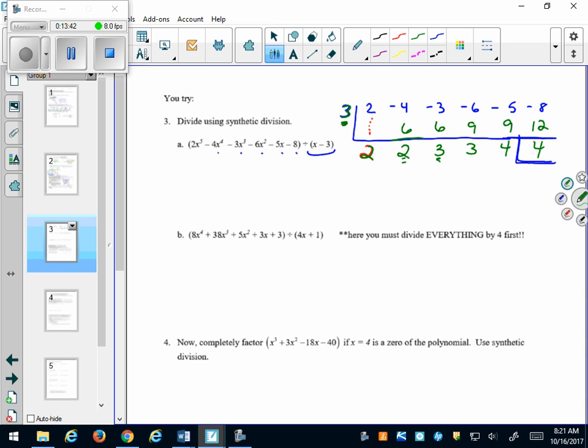So our answer here, we write this depressed polynomial with its new variables. This was an x to the 5th term, right? So now the depressed polynomial is going to be one less. So this is going to be 2x to the 4th plus 2x to the 3rd plus 3x squared plus 3x plus 4, and then the remainder, plus 4 over what we were dividing by, x minus 3.